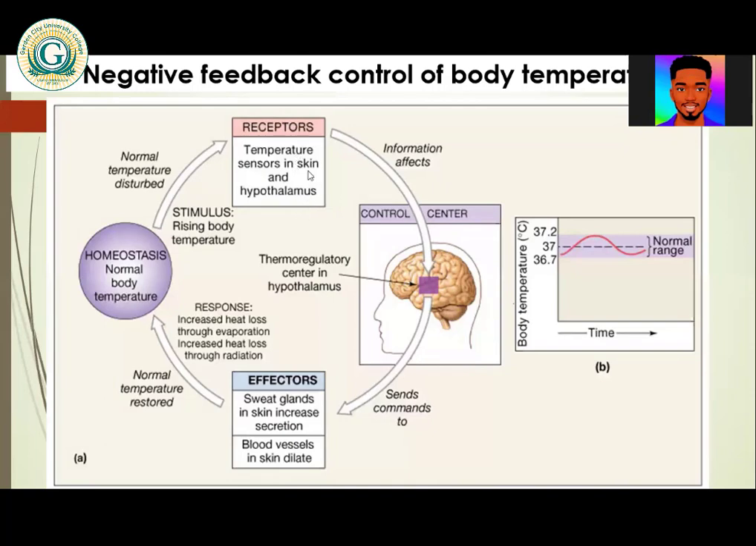And most of the times, we have these receptors in the skin and the hypothalamus. The hypothalamus is the thermoregulatory center of the body. That's where temperature is regulated. So this information is sent to the control center, which is the hypothalamus. Then the hypothalamus will integrate the information and bring out a response or a command to some effectors. As I mentioned, the effectors can be glands, it can be muscles, and so on. And to tell the effectors to act to correct the disturbance.